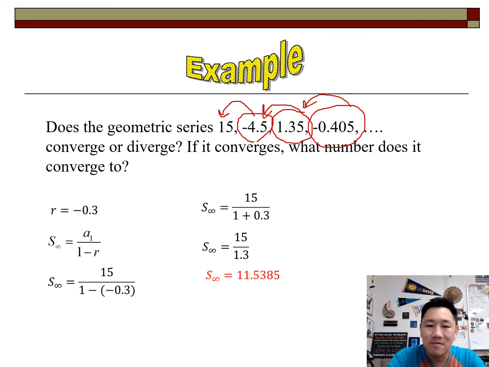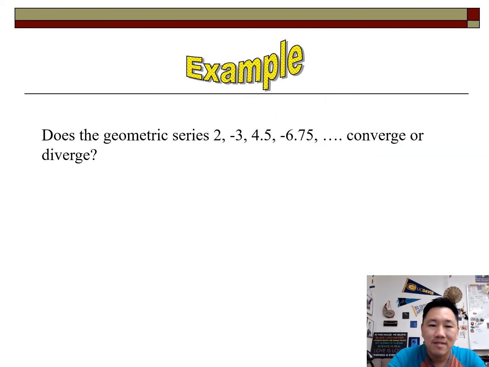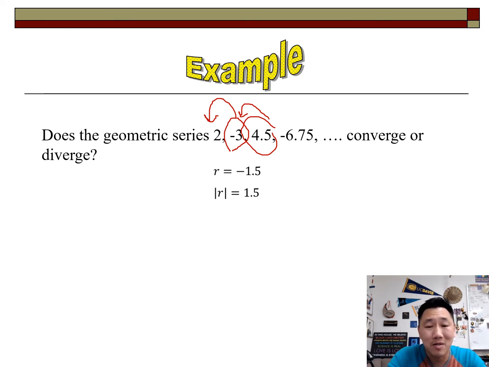Here's another example. Does this geometric series converge or diverge? R is negative 1.5. Again, if you need to know how to do that, you just take the second number, divide it by the first number, and then you keep doing that pattern. And you should get the same r every time. The absolute value is 1.5, which is bigger than 1, which means that this thing diverges. It doesn't have a door.